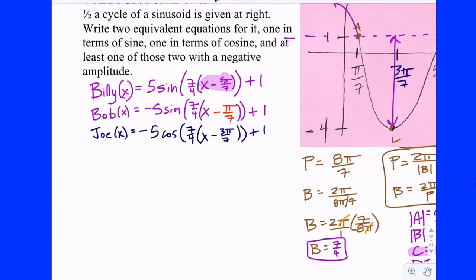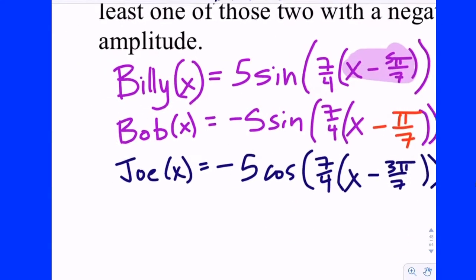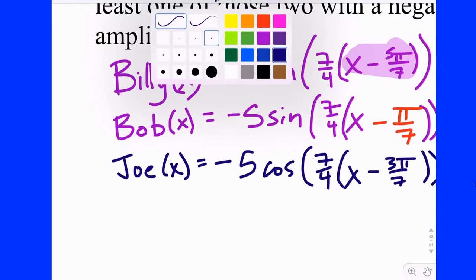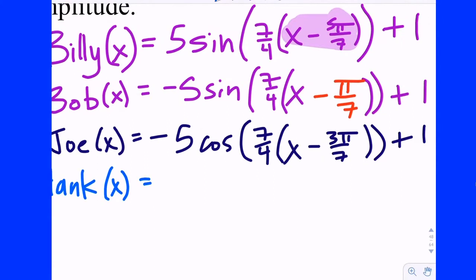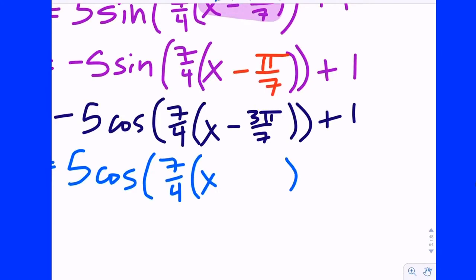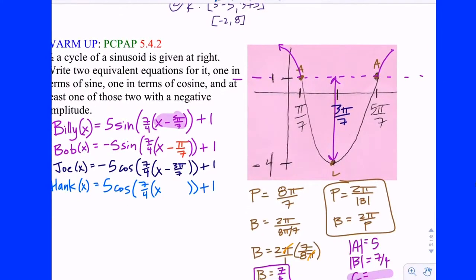Now, just to be thorough, let's go ahead and write one for positive cosine. What name could we give to positive cosine? Hank. Hank of X. Positive 5 cosine, parentheses, 7/4, parentheses, x, plus or minus something, plus 1. Positive cosine needs to start at a high point. Where would a high point be? Negative pi sevenths, right?